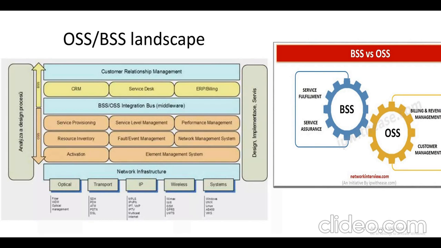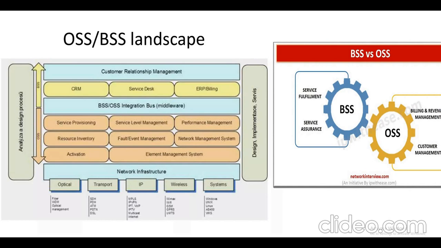Let's talk more about the BSS landscape and how it works. In the analytical design, you can see customer relationship management, CRM. The BSS includes CRM, service desk, ERP, and billing, and that will be a middleware layer. Now it comes to the OSS: service provisioning, service level management, element management system, and activation. That will be for service fulfillment, and service assurance. Billing and revenue management and customer management go to the network layer.